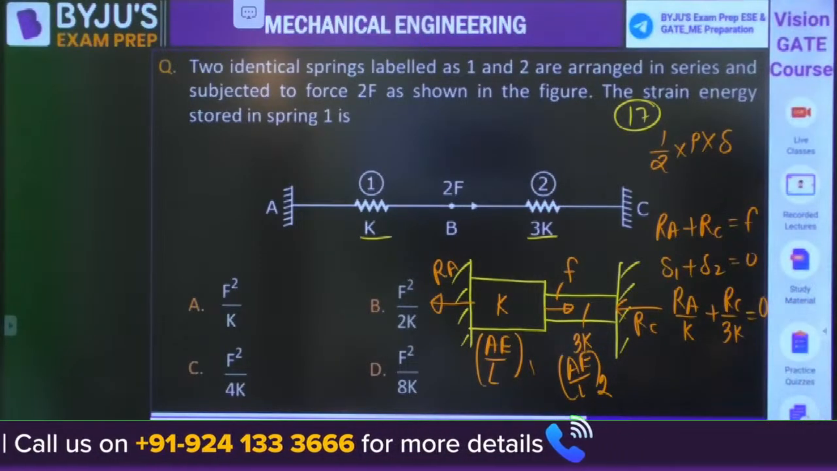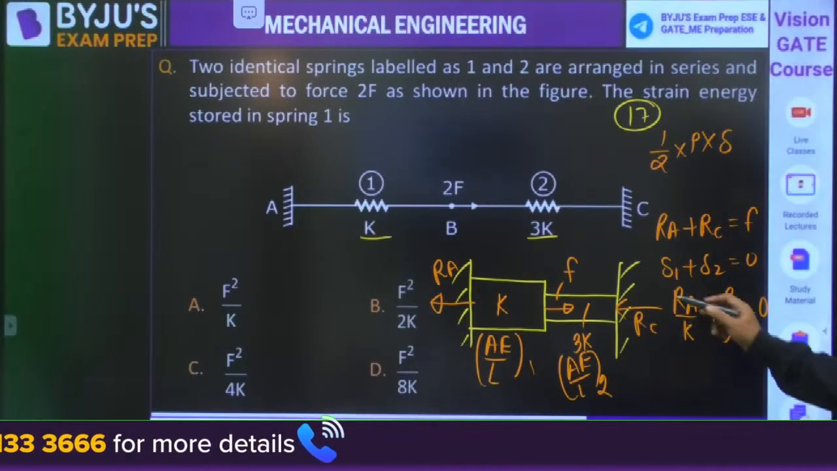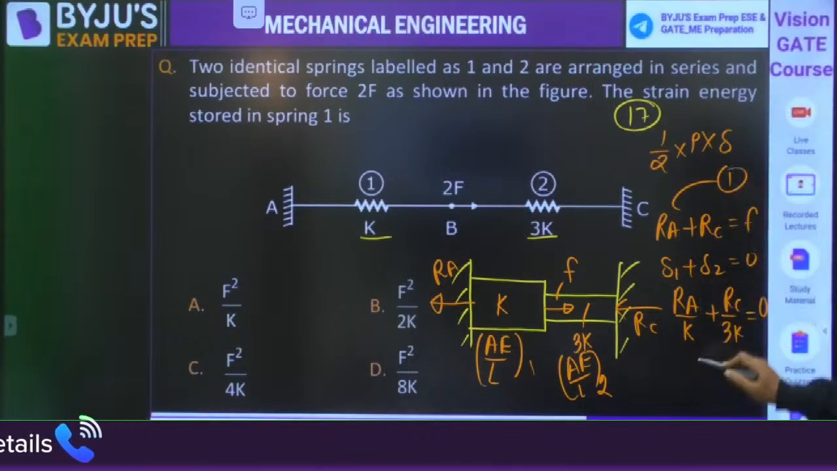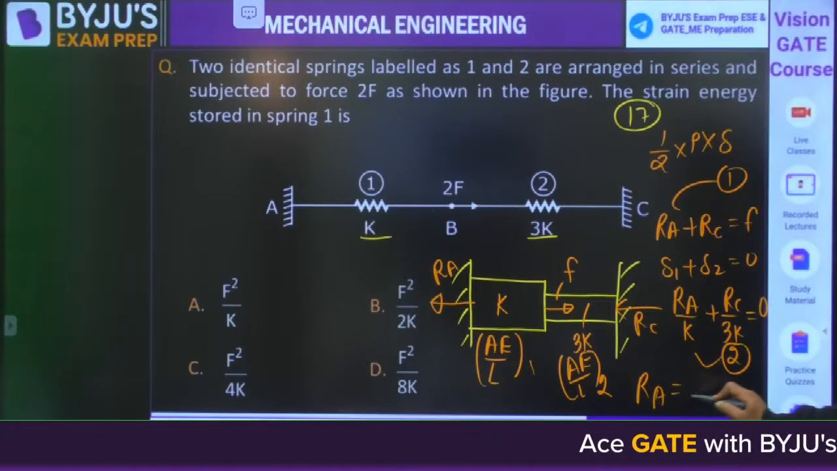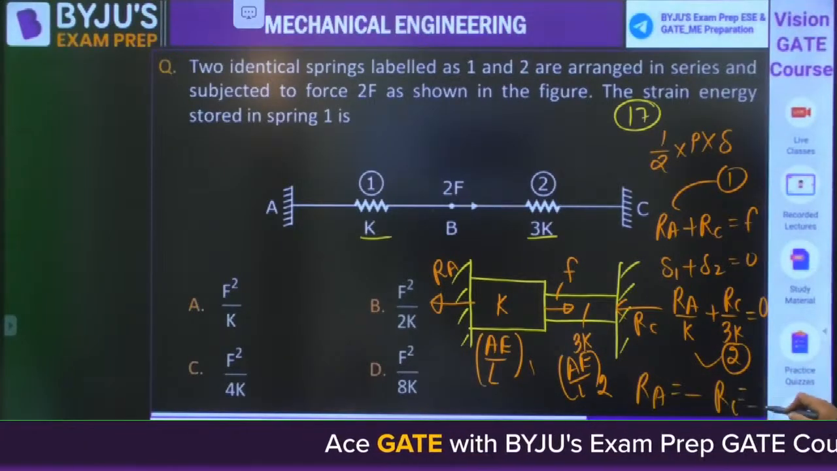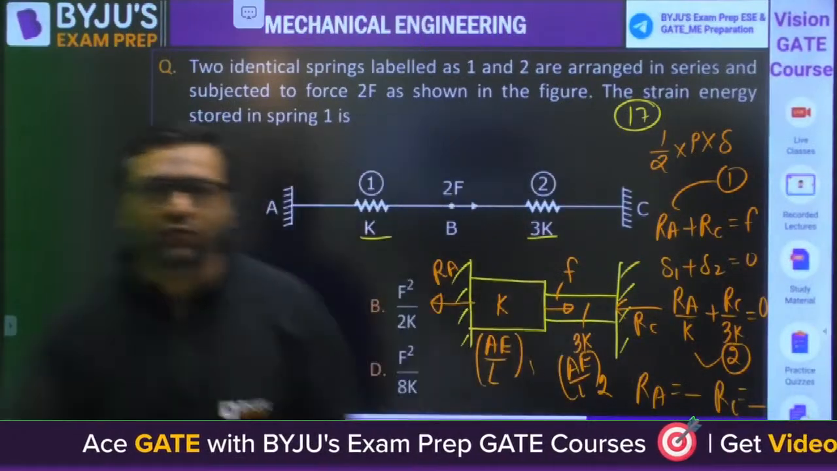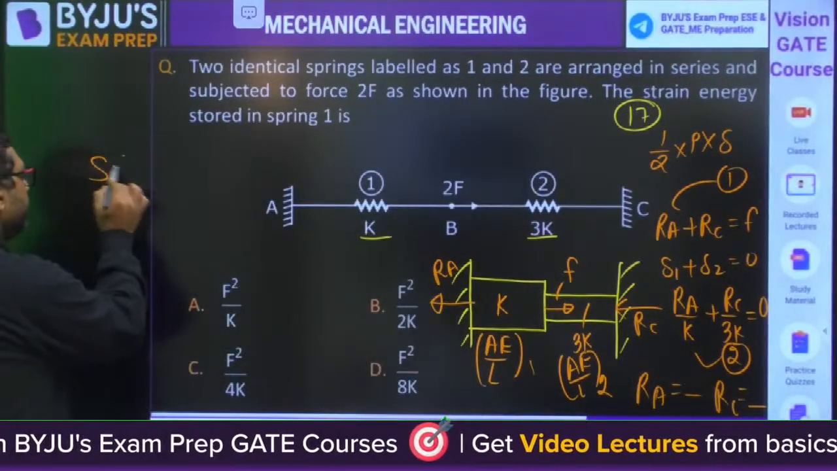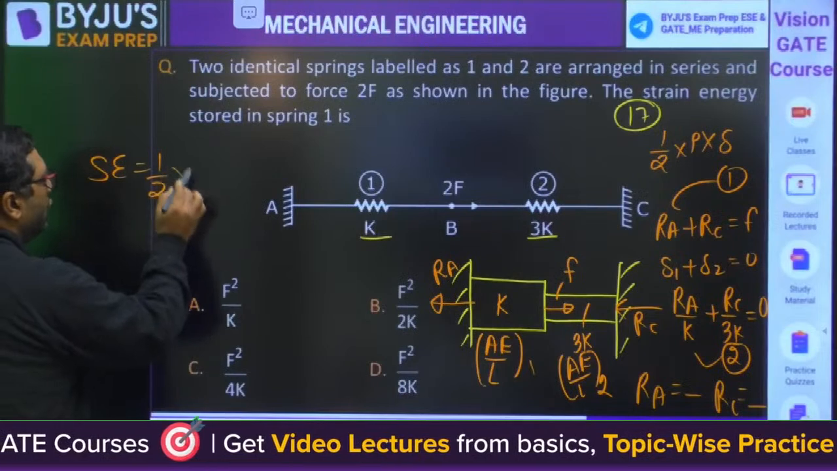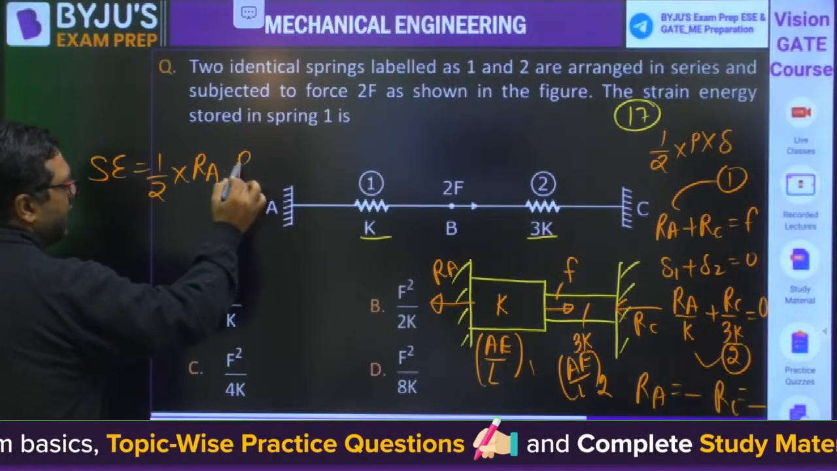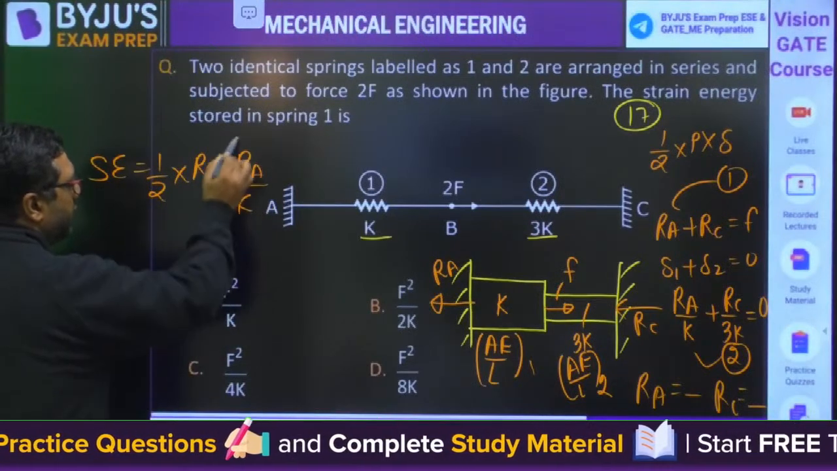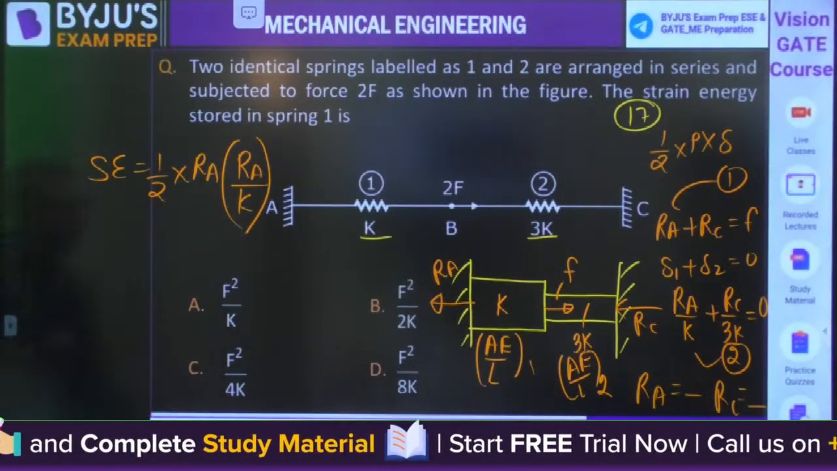If anybody has any doubt, please ask me. So these two equations, 1 and 2, solving these two, you can get RA and RC. Once you get RA and RC, then the answer for strain energy will be half into RA into delta, RA by K. That is going to be your answer.